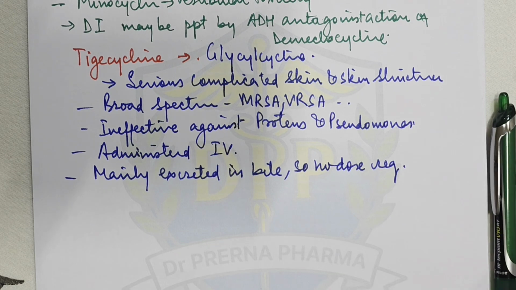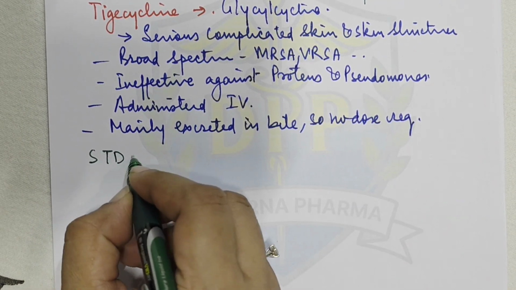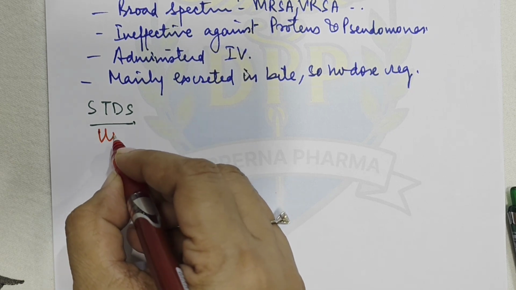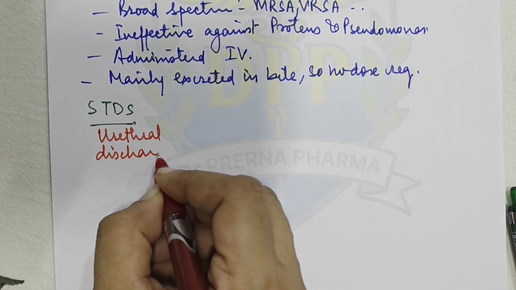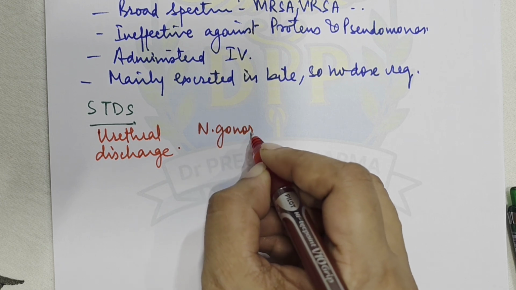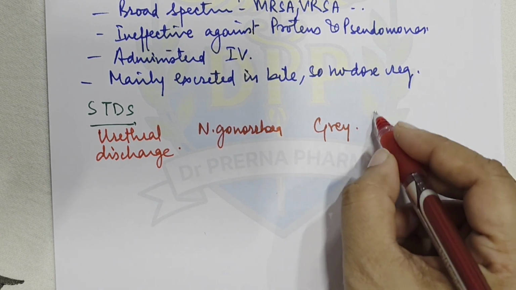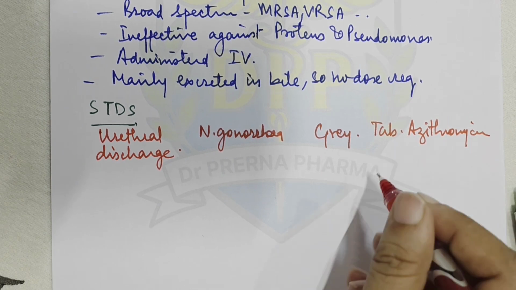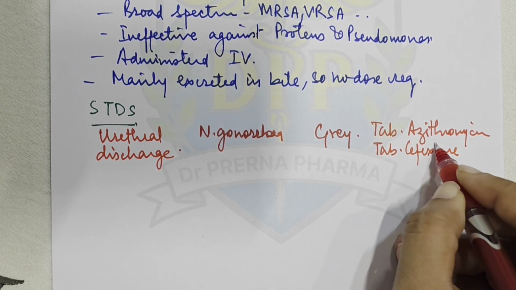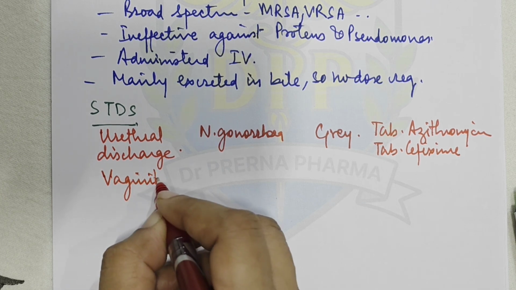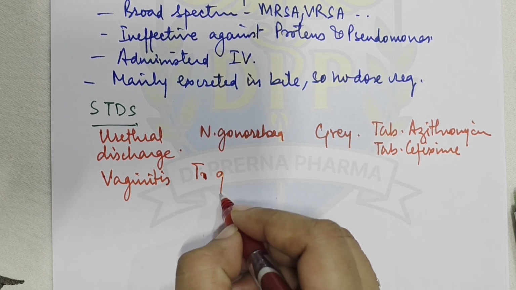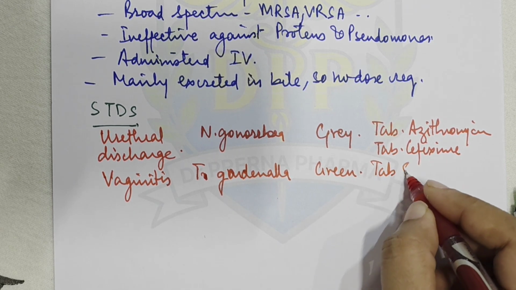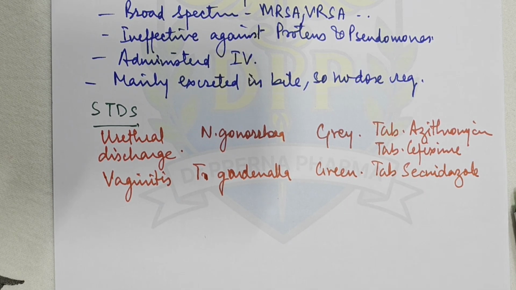Now an important aspect is STDs, that is sexually transmitted diseases. Let us have a look at these. First is urethral discharge. The organism is Neisseria gonorrhoeae. The discharge is grey, and the tablet which we use is azithromycin or tablet cefixime, right? Then we have vaginitis. Causative organism is Trichomonas and Gardnerella. The discharge is green. The tablet used is secnidazole, right?